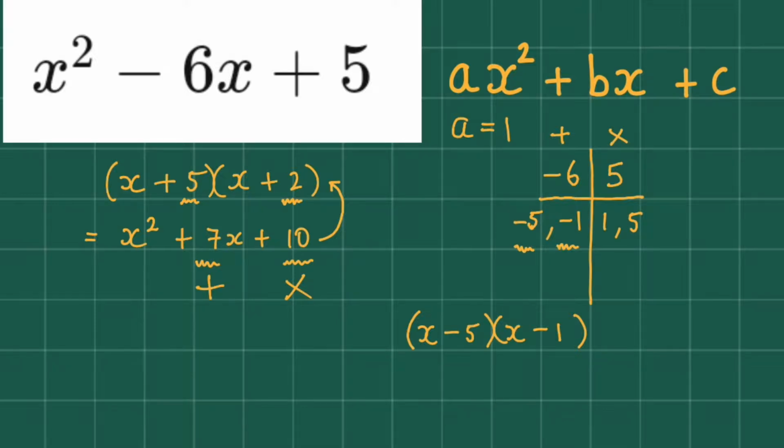You can test. It's always good to do that, especially if you're feeling unsure. And we'll expand the brackets. We get x squared minus 6x plus 5, because two negatives multiplied together give you a positive. So that's just a double check to see we've done that. So we factorize it, we put it into brackets. It's ready to perhaps simplify on a fraction.